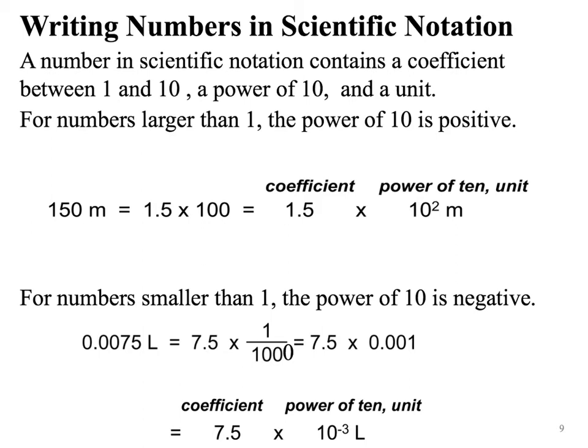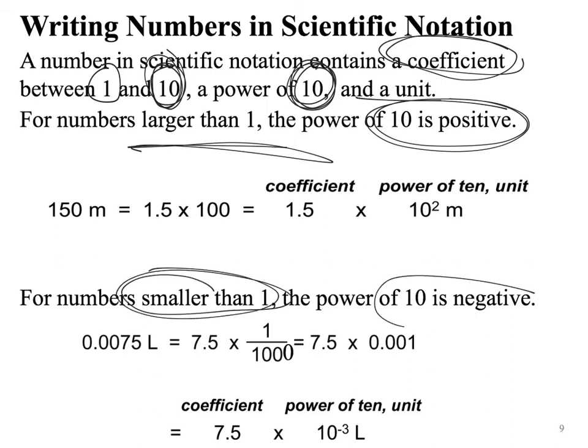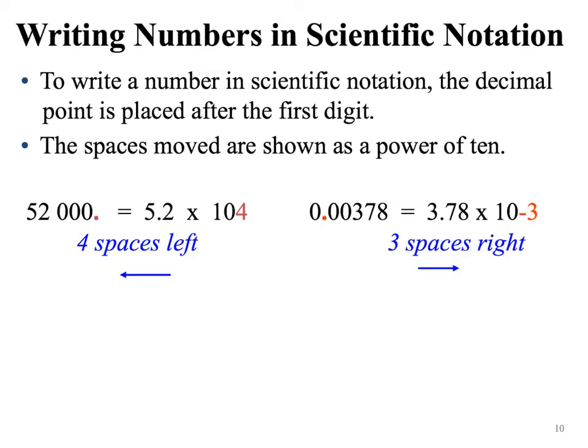When we use scientific notation, we use what is called a coefficient. This coefficient is a number between 1 and 9.9999. The other thing is a power of 10 and then the unit. For numbers that are very, very large, the power of 10 is going to be positive. For numbers that are very, very small, the power of 10 is going to be negative.